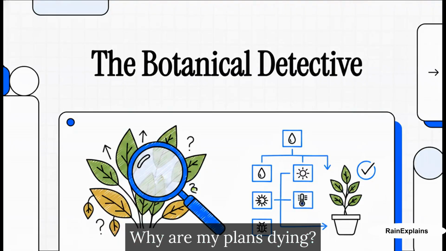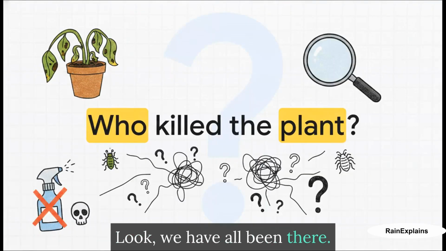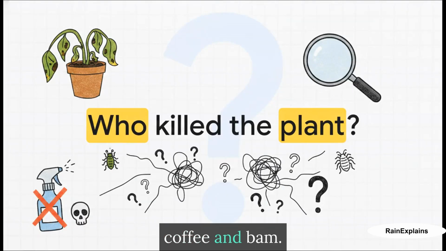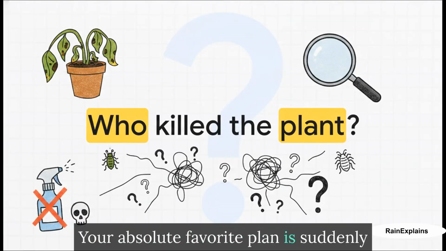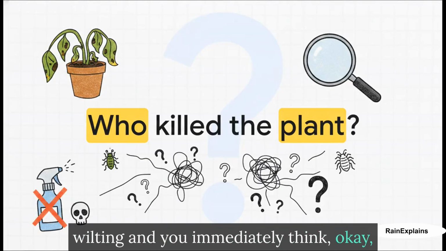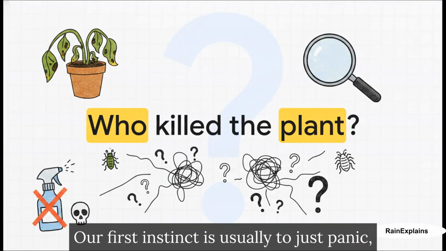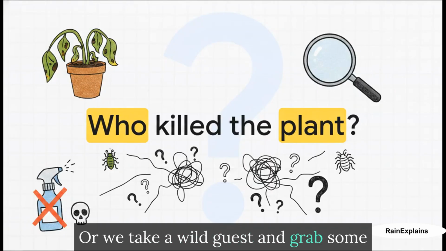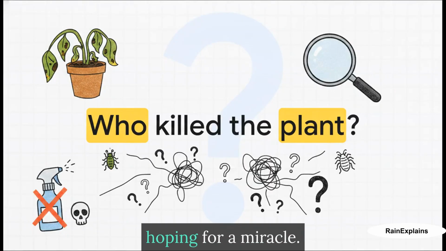Why are my plants dying? Look, we have all been there. You walk outside with your morning coffee and bam, your absolute favorite plant is suddenly wilting. And you immediately think, okay, who or what is killing it? Our first instinct is usually to just panic, right? Or maybe take a wild guess and grab some random chemical spray from the garage, hoping for a miracle.